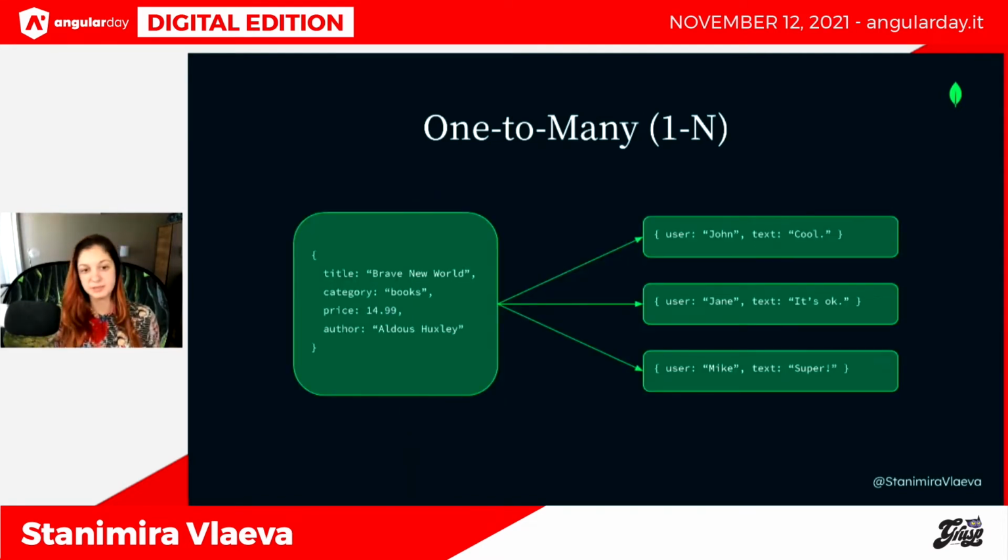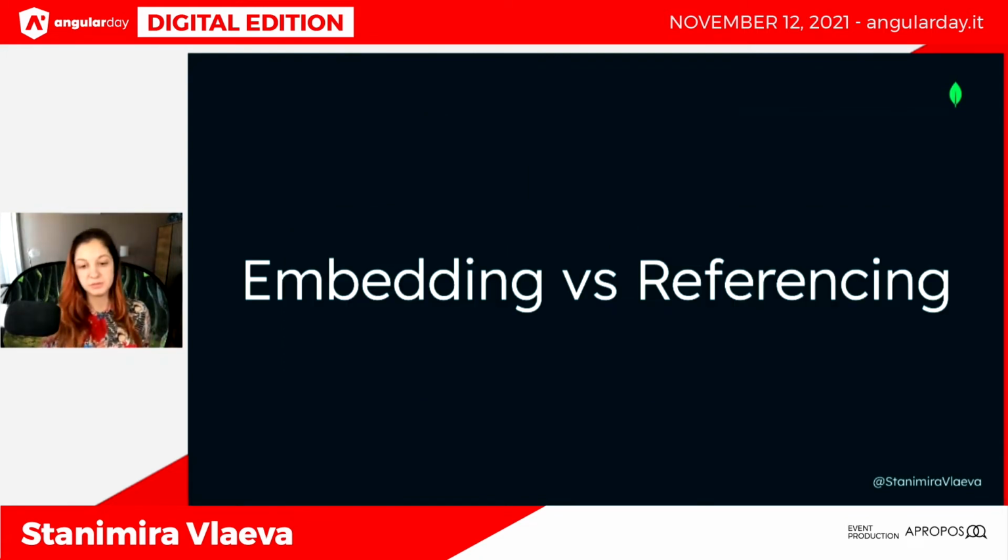More complicated is the one-to-many relationship. So a book can have multiple reviews that people leave for this book when they read it. This is why we say that a book is connected to many reviews. So how do we model that? How do we represent that with documents? We have two main ways to do it. The first one is by using embedding, and the second one is by using references. Let's see how these two look.